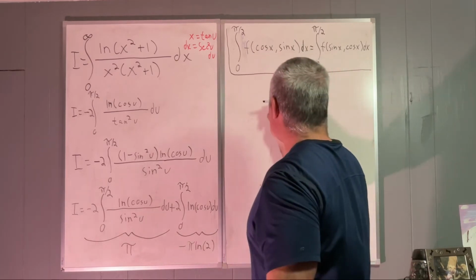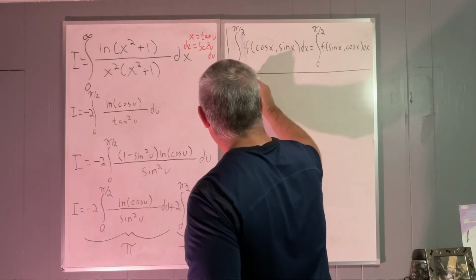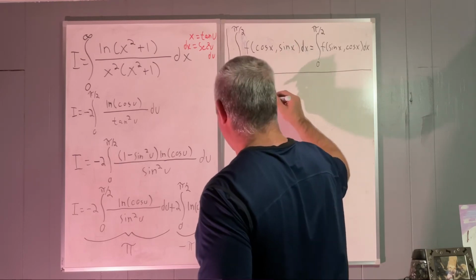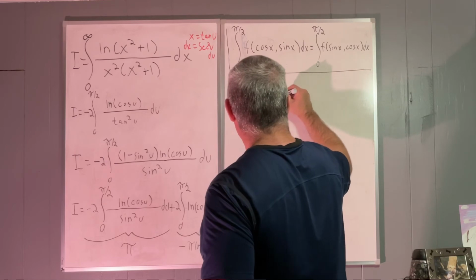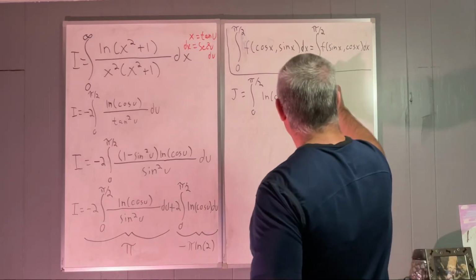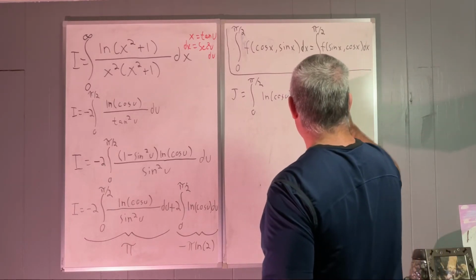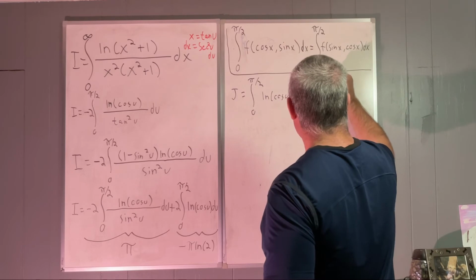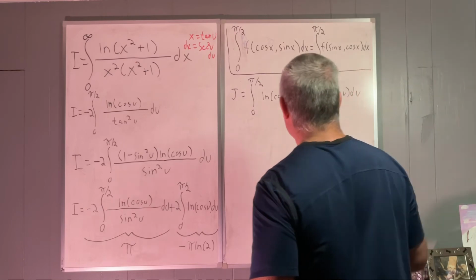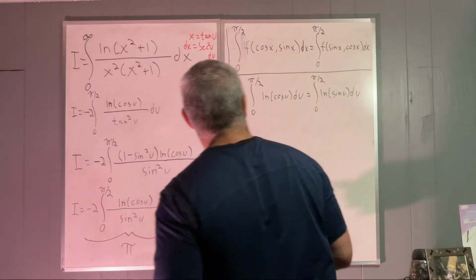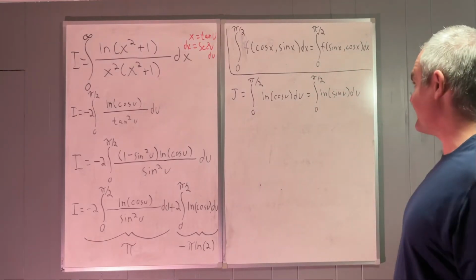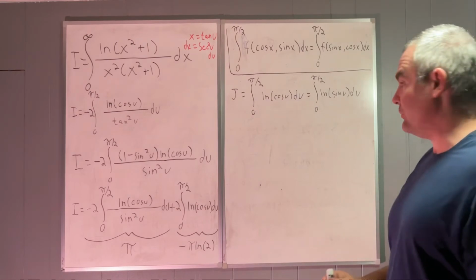So let's call some integral j. It'll be equal to the integral from 0 to pi over 2 of the natural log of cosine u du. Utilizing this fact, we know that it's also equal to the integral from 0 to pi over 2 of the natural log of sine u du. So we have two expressions for j. What we're going to do is basically add these two together to get 2j.